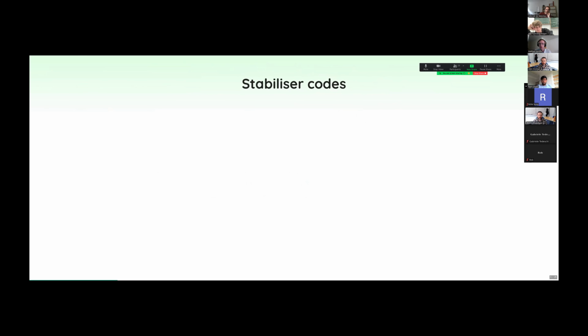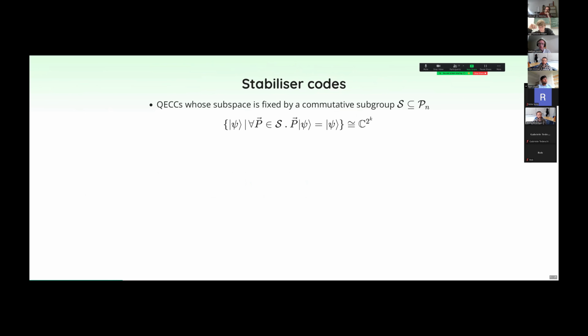Okay, so I'll just say very quickly what a stabilizer code is. These are codes whose subspace is fixed as the +1 eigenspace of some commutative subgroup of the Paulis. We take something called a stabilizer subgroup, and we look at all the states which are +1 eigenvalues of that group, and that defines a subspace of K qubits inside of our big space of N qubits that this n-fold Pauli group is over. So E is fixed by the stabilizer generators, so we can describe this thing efficiently.